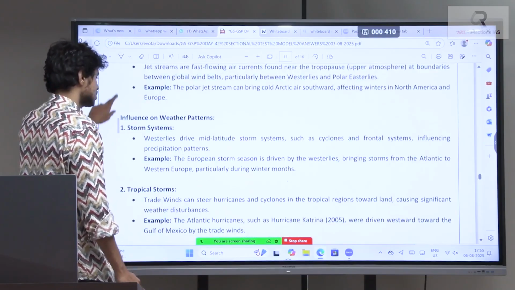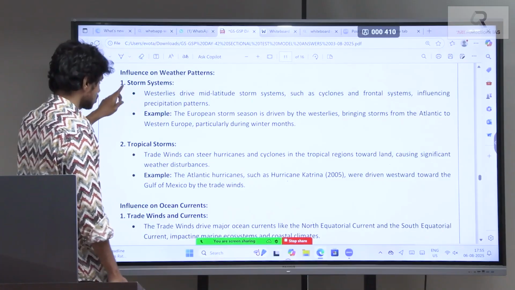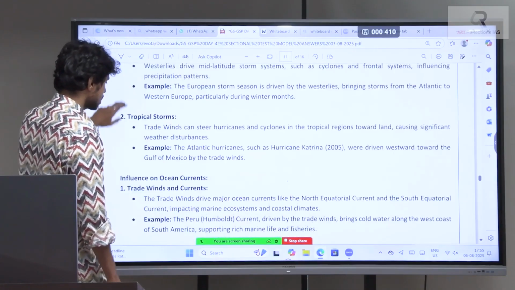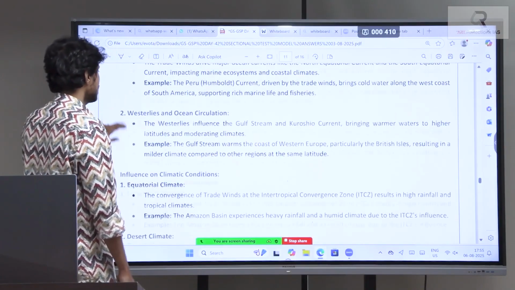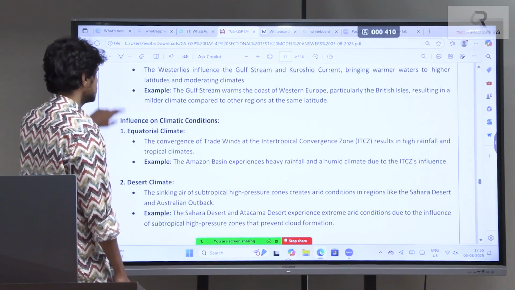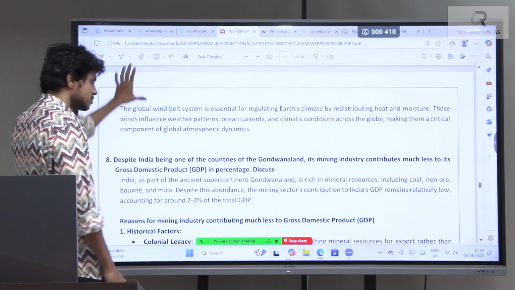Influence on the weather patterns. Okay, weather patterns, for storms, yes, very good. Weather, we have to talk about the storm systems, and then ocean currents. Origin of the ocean currents are formed because of the trade winds, and then influence on the climatic conditions, equatorial climate, desert type of climates, the winds explain. This is a well structured answer.